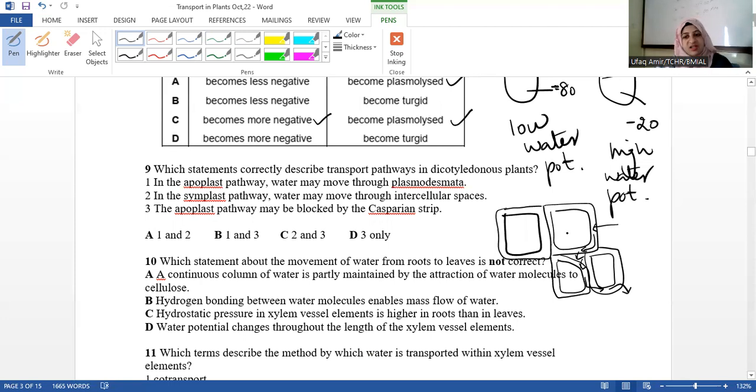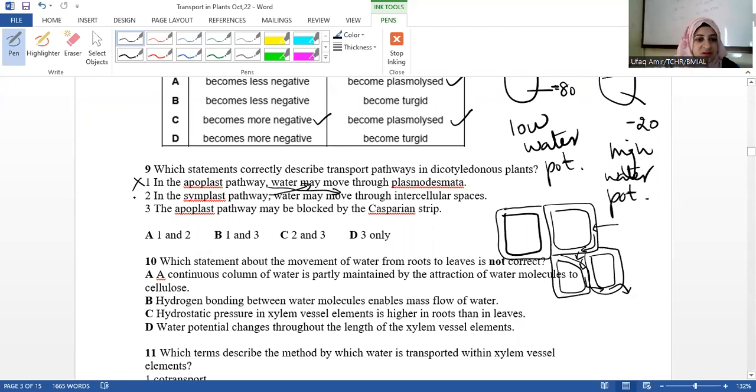When it's not entering the cell, it is not going to pass through the plasmodesmata. So in the apoplastic pathway, there is no cellular structure involved, only cell wall and the intercellular air spaces. So that's wrong. In the symplastic pathway, water moves through intercellular air spaces? Now that's opposite. This is what is written for the apoplast. In the symplast it passes through plasmodesmata, and in the apoplast it crosses the intercellular air spaces.